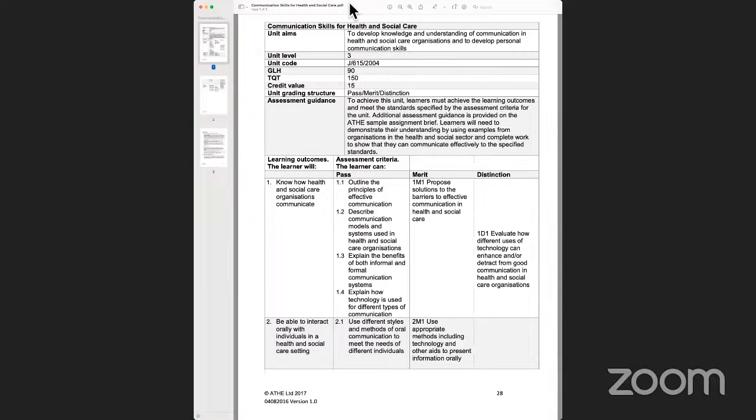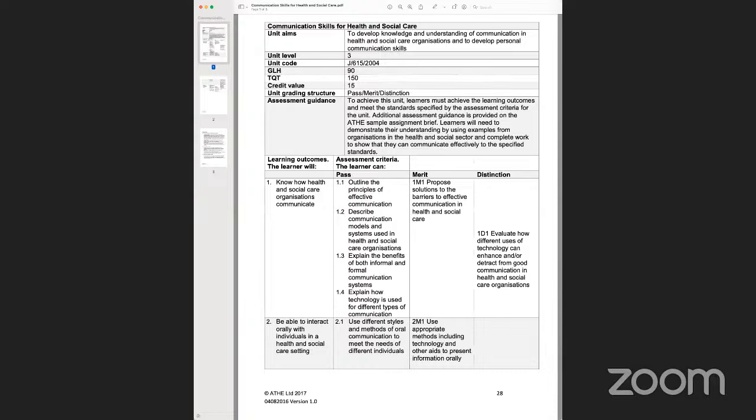So thanks for joining in today. We are continuing our journey on the communication skills for health and social care, or communication skills for business unit. Now, we discussed yesterday, it was a longish session because we had lots of assessment criteria to cover in Learning Outcome 1.